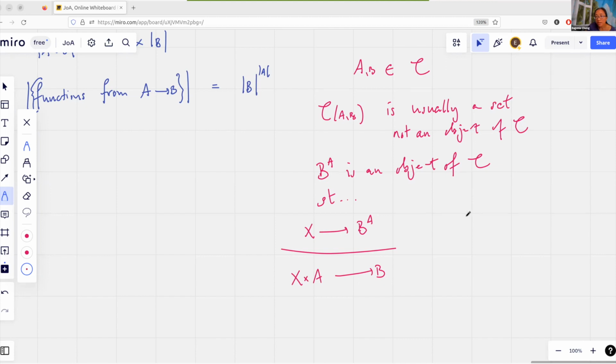from X to functions from B to A, what that's saying is that for every element X, you get a function that goes from B to A. So for every element of X and every element of B, it produces an element of A. So that's the same as a function from the product X cross A to B.